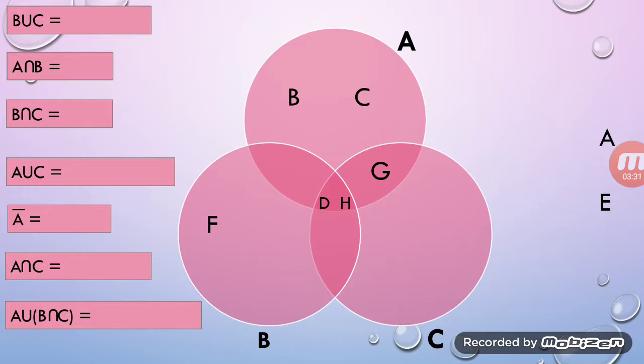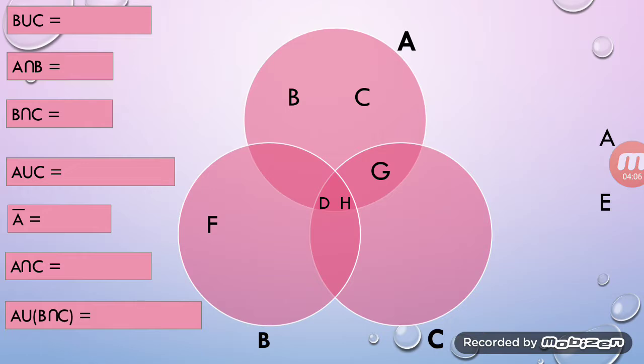Now, if you don't know what union means, union is basically saying it's an OR. It's an OR statement. So B union C is referring to all of the letters or items inside B or C. So if we take a look at Venn diagram circles B and C, we see that B contains F. We see that C contains nothing on its own. And we also see the in-betweens, D and H.